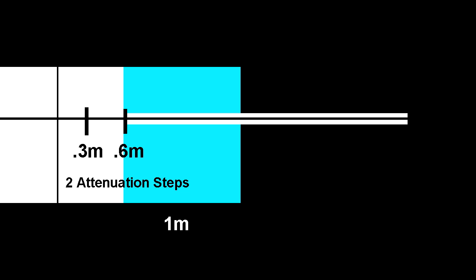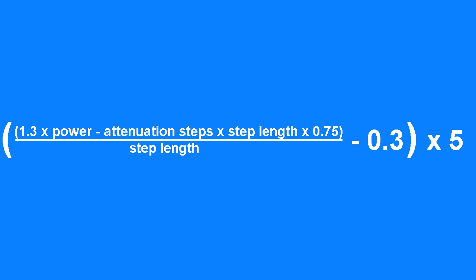So I want to go over the formula that's involved in calculating the resistance a block has to have in order to survive a TNT explosion. So the minimum block resistance would be 1.3 times the power of the explosion, for TNT that's 4, minus the attenuation steps times the step length times 0.75, divided by the step length minus 0.3, times 5. So it's a little bit complicated, but we're going to go over it a little bit at a time.